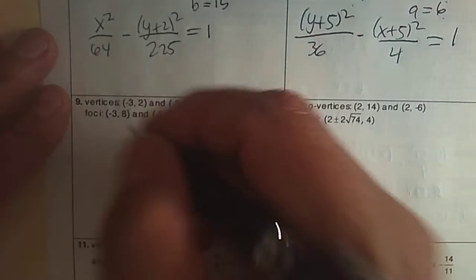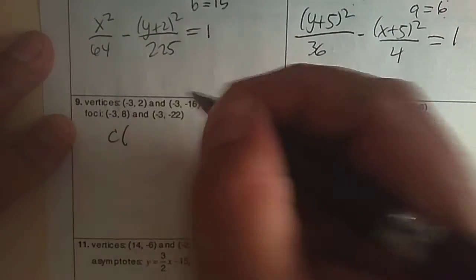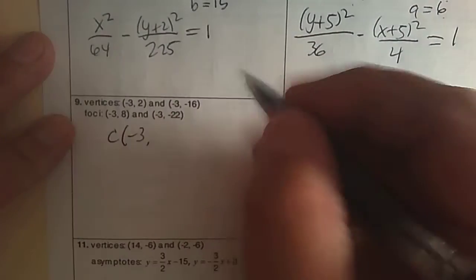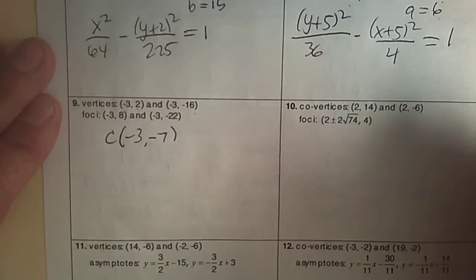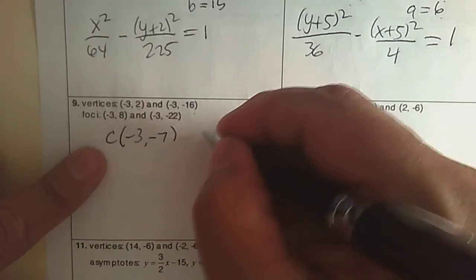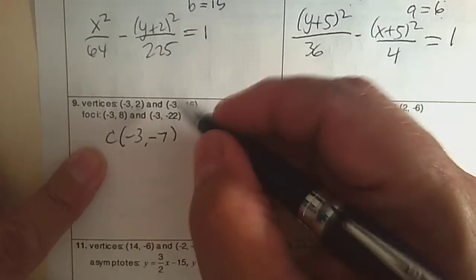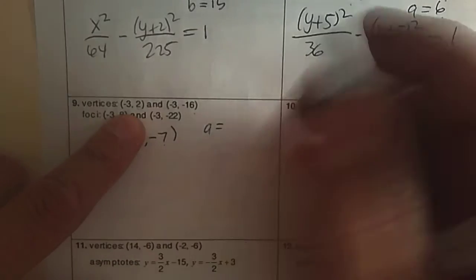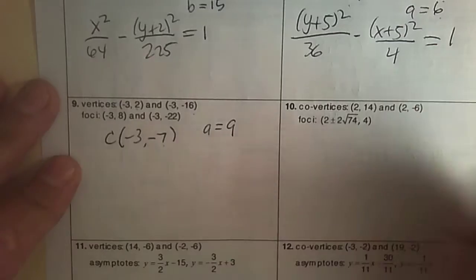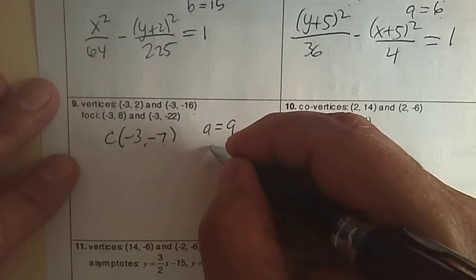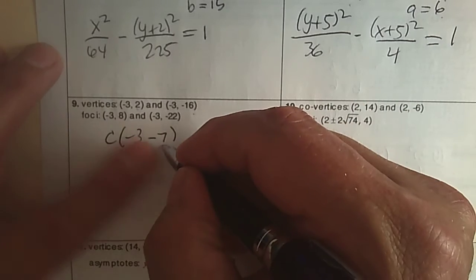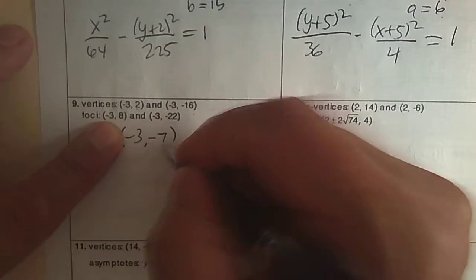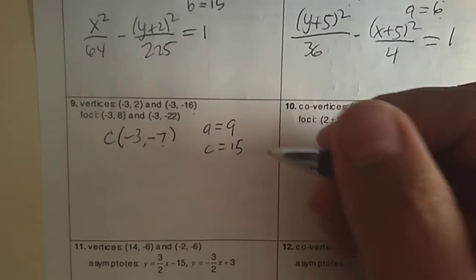Number 9, you're given the main vertices. So when you're given the main vertices, the center, negative 3 didn't change. 2 and negative 16 is negative 14, and divide by 2 is negative 7. A, from the main vertices, goes from negative 7 to 2. That's 9. The foci then will be found where I need to know what the C is. So in this case, the distance from negative 7 to 8 is 15. That's going to help me.